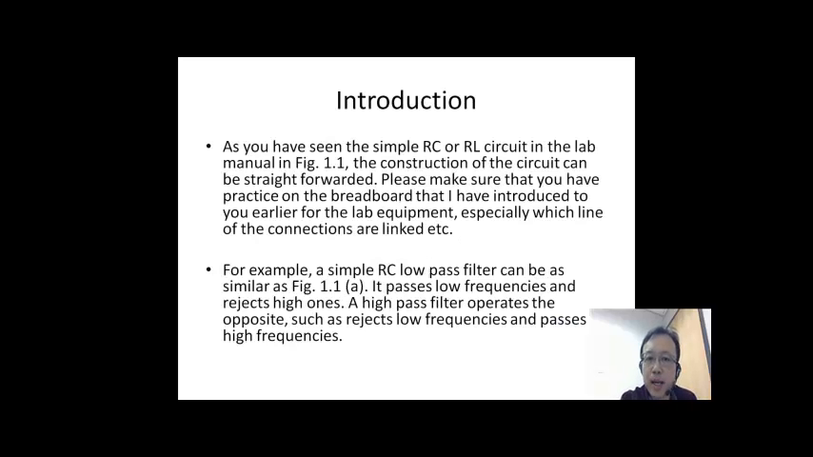As you can see in the lab manual, figure 1.1, the construction of the RC and RL circuit can be very straightforward because there are only two components. For RC, there's only one resistor and one capacitor. For RL circuit, there's only one resistor and one inductor.